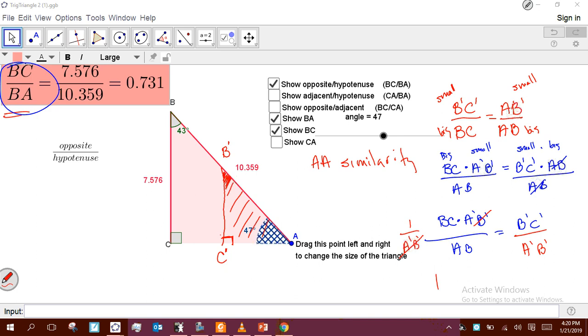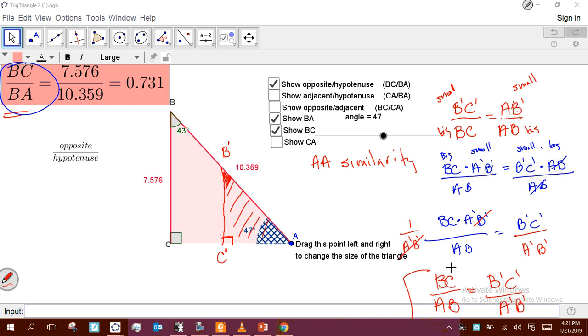And now what I'm left with is BC over AB is equal to B prime C prime over A prime B prime. So what we've done is we did cross multiply, and that's legal. The product of the extremes is equal to the product of the means. We talked about that in geometry. And we just go through some algebra here of dividing both sides by something, multiplying both sides by something. So this is still true. This is a legal argument.